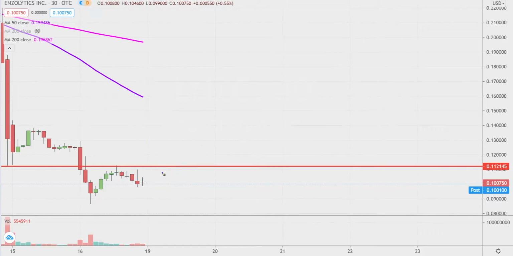And then if the price can push up through there, from more of just an overarching standpoint of things, that's where you're going to want to keep an eye on that purple line there, the 50 period moving average. But one hurdle at a time, and again, that first key hurdle is going to be getting up above that 0.112 mark.